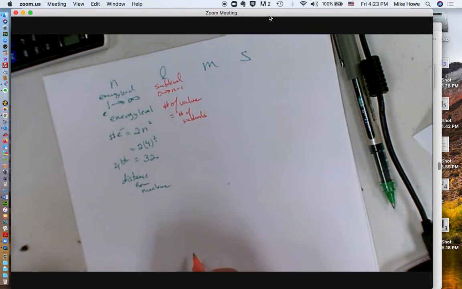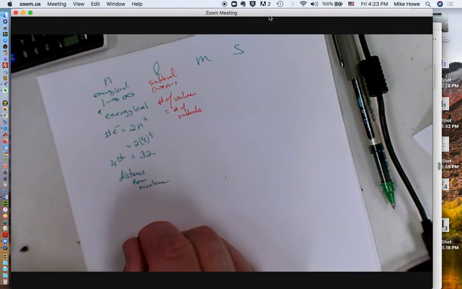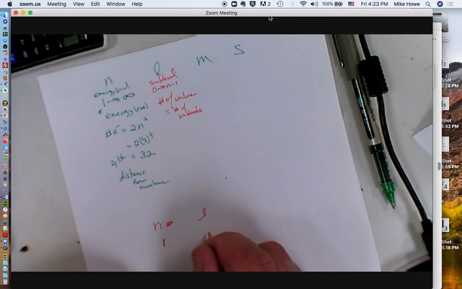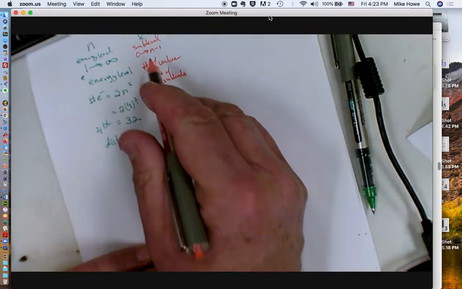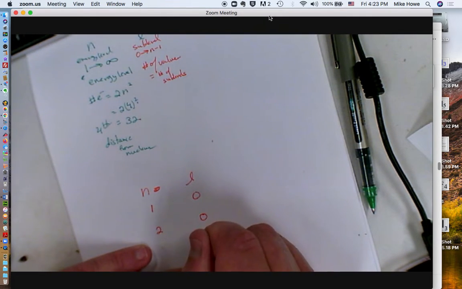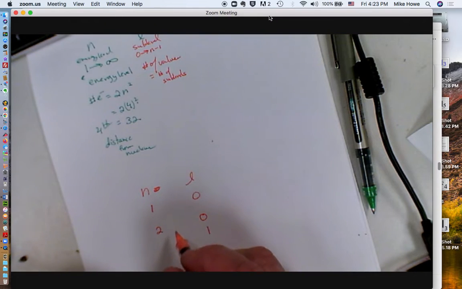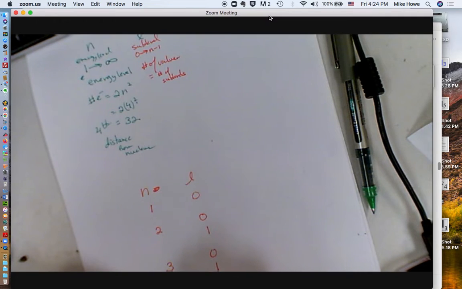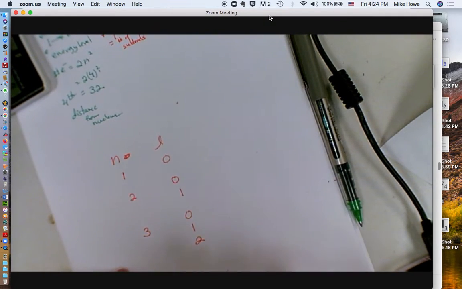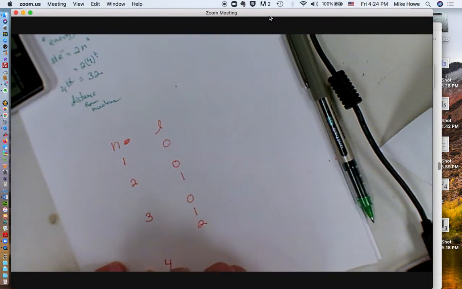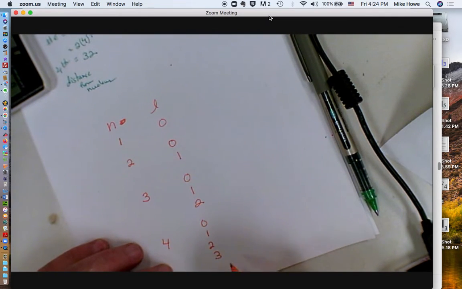All right, so let's make a little chart. Let's do n and L. If n equals 1, then L has to equal 0 because it goes from 0 to n minus 1. If n equals 2, then L would equal 0 or 1, because it can go from 0 to n minus 1. If n equals 3, L could equal 0 or 1 or 2, because there would be 3 values. If n equaled 4, then L would be 0, 1, 2, 3. There'd be 4 values for L, so there'd be 4 sublevels in the 4th energy level.